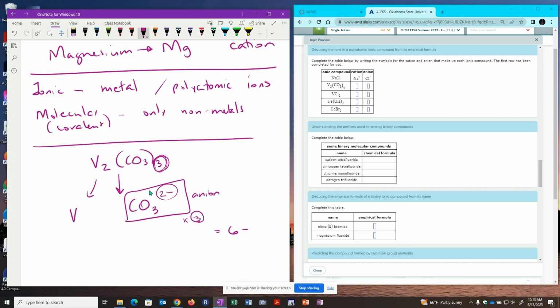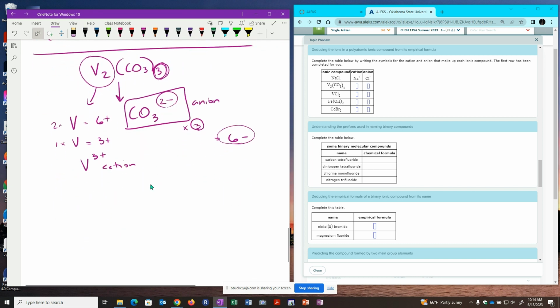Now, that has to be balanced out by the 2 vanadiums, right? So 2 vanadiums here should give 6 plus to cancel out that total negative charge, which means then that 1 vanadium, which is what we're looking for, would have a charge of 3 plus. So the ion here would be V3 plus as your cation. Okay, there's another way we can quickly determine this.